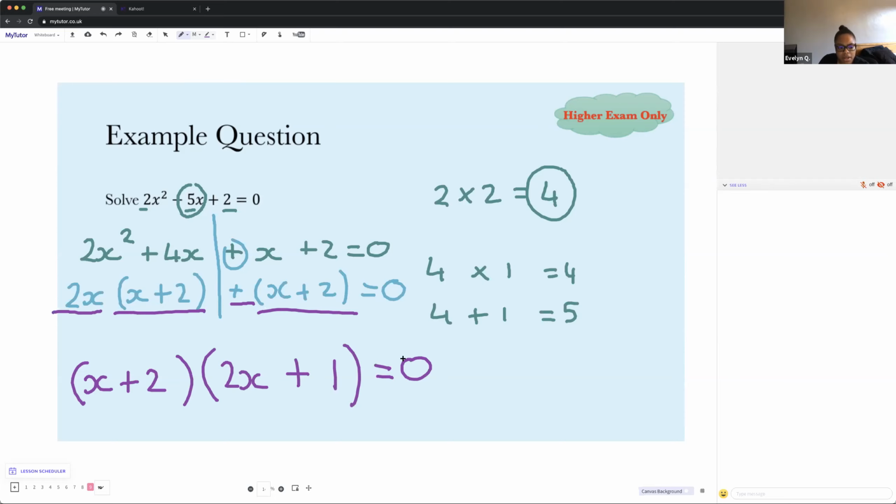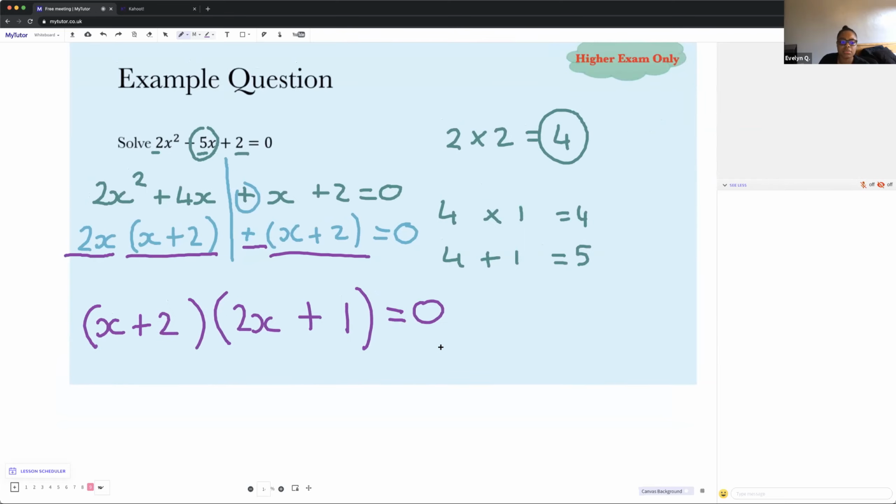So I've got x plus 2 and 2x plus 1 equals 0. Now this looks very similar to the brackets that we had the first time round. So we're going to set each bracket, just like before, equal to 0 and then solve. So the first bracket is x plus 2 equals 0. And the second bracket is 2x plus 1 equals to 0.